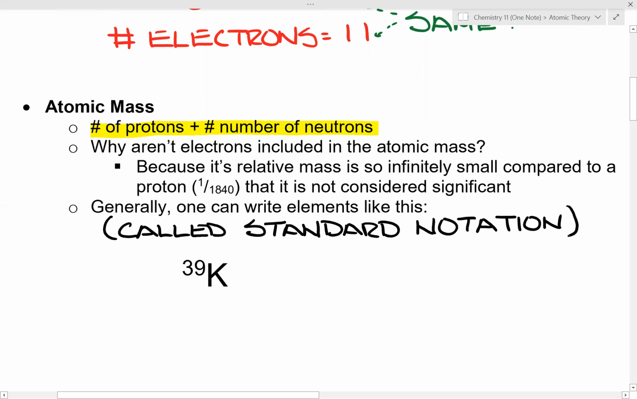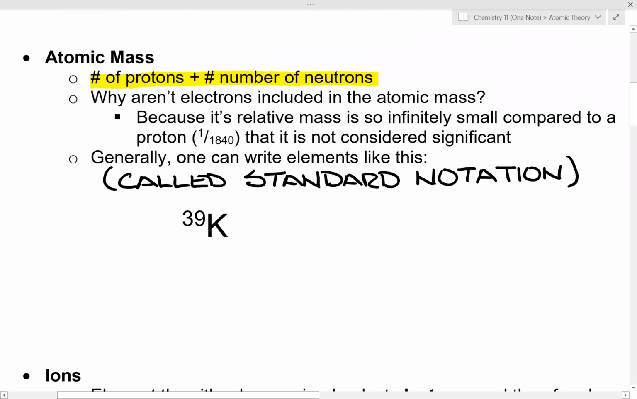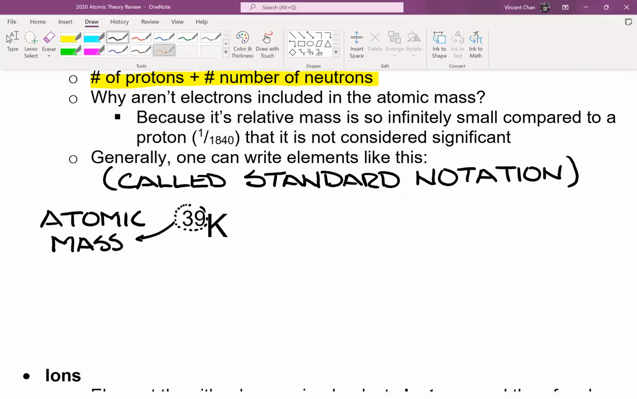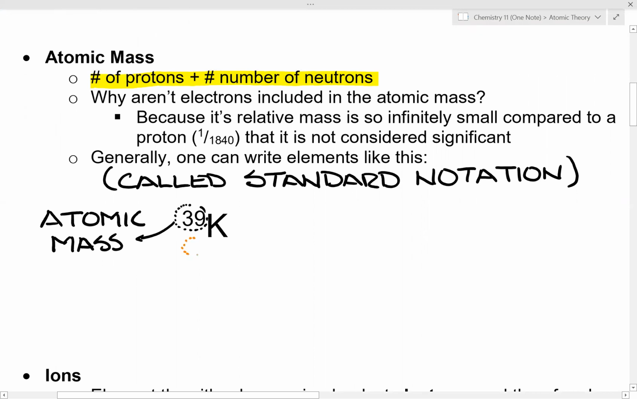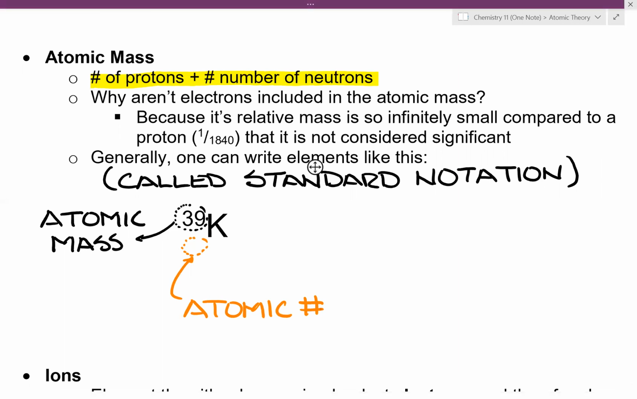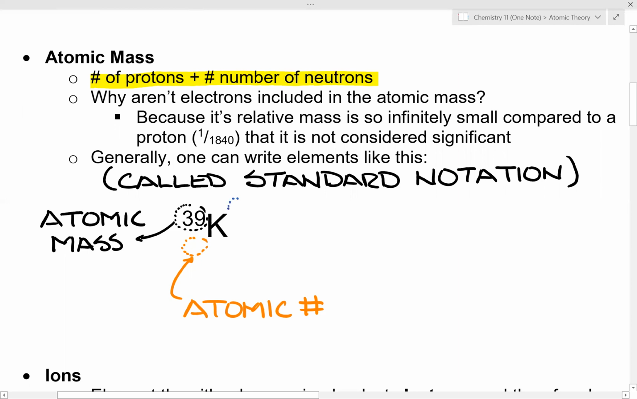So in this case, what happens? Let's say we had this little number here. The 39 on the upper left would be the atomic mass. Down here on the bottom, this little number would be the atomic number. And on the upper right-hand corner, in this case, this would be the charge.